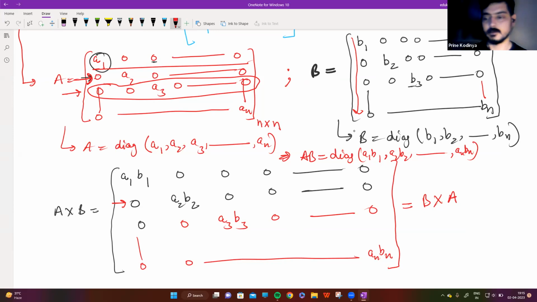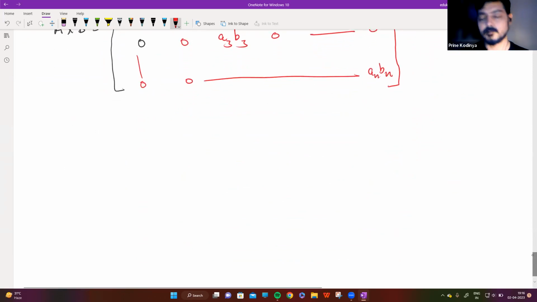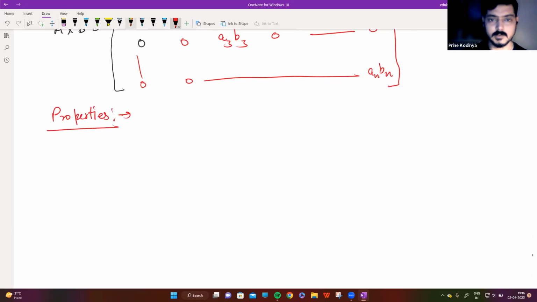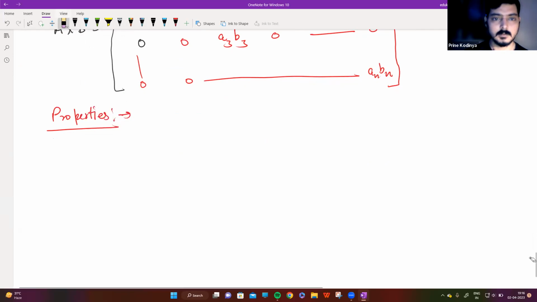Before moving on further, let me first tell you some of the properties of this multiplication of matrices, and then we'll move on with some questions. So the properties are very simple. One you have already seen, which is, I would say, a very important property. Always remember this. Cannot forget this. That AB, in general, is not equal to BA. Matrix product is not commutative.